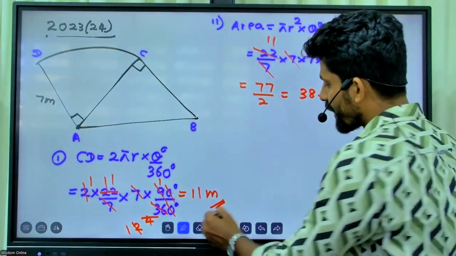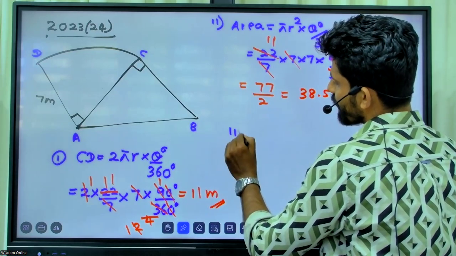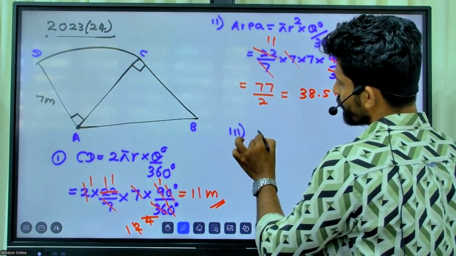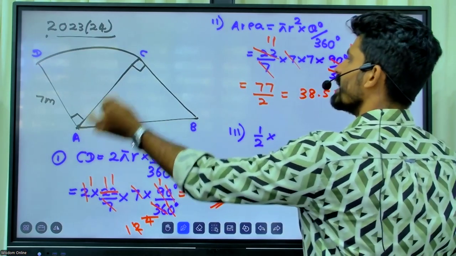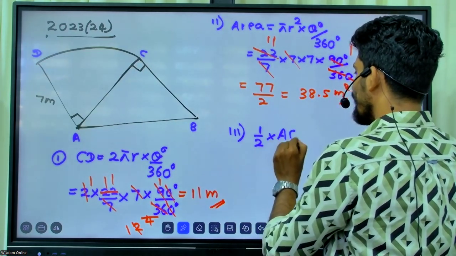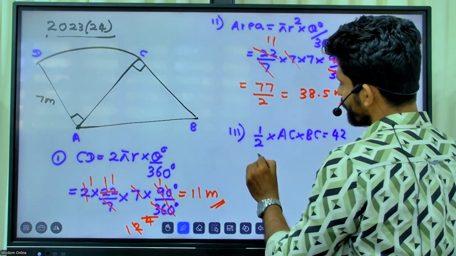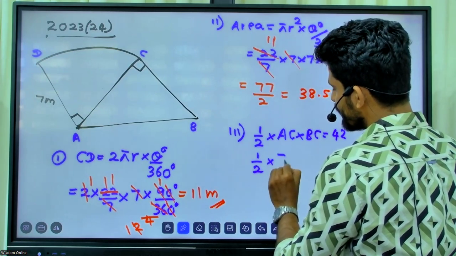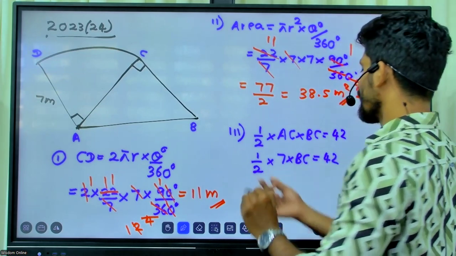Area of this triangle equals 42, right? Then 42 means half into AC into BC equals 42. Half into AC means 7 into BC equals 42.